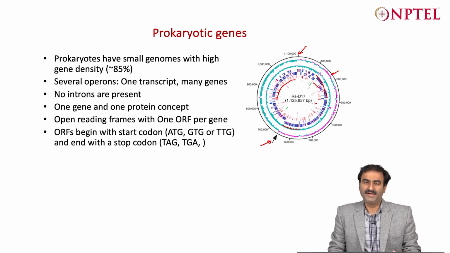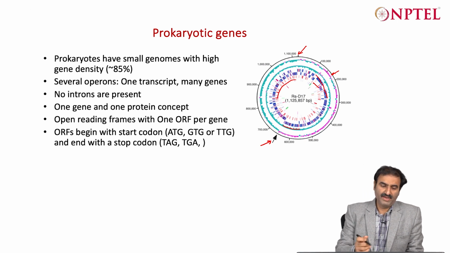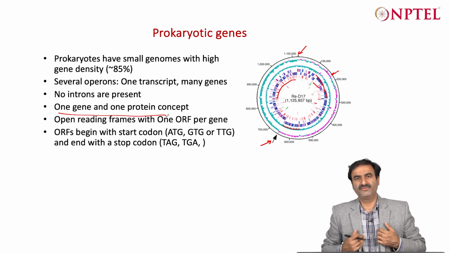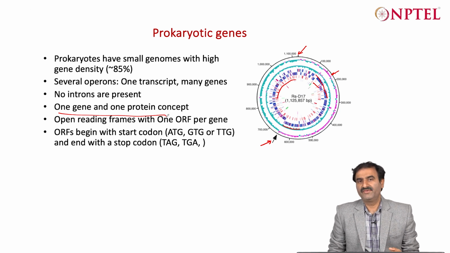Okay, and another important thing about prokaryotes is that their genes may be arranged in an operon, where they form a polycistronic transcript, which is later converted into multiple proteins, right? Introns are not there, and there is only one gene and one protein, because there is no alternate splicing. So it is the one gene, one protein concept, that one gene will form only one protein, right? And similarly, there is always one open reading frame per gene, and this also holds true for eukaryotes.